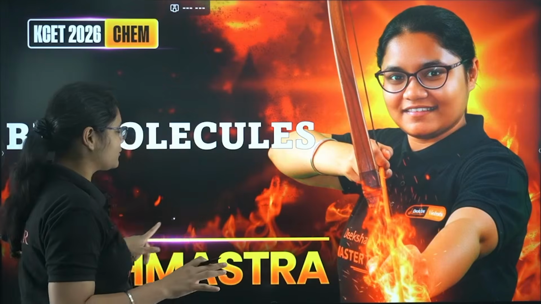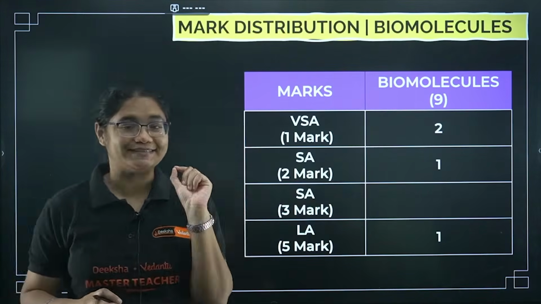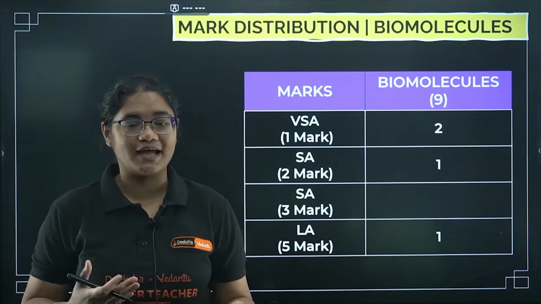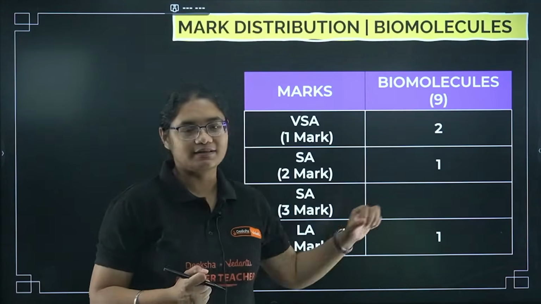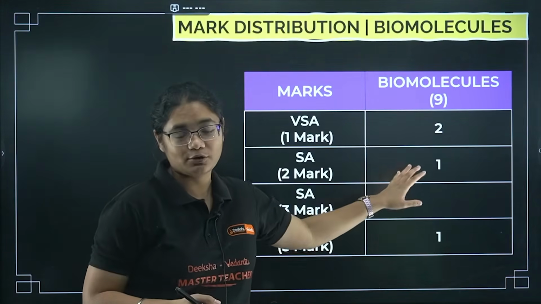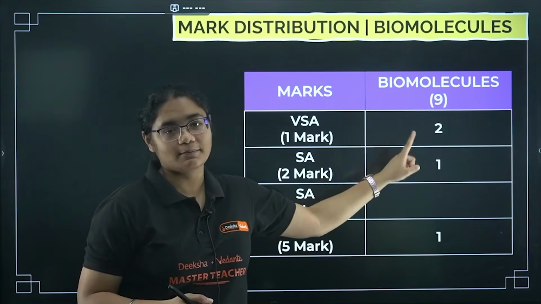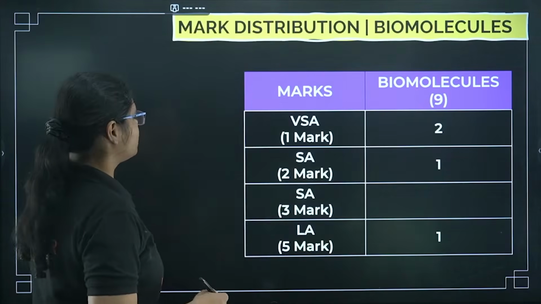So before starting the questions, let us understand the mark distribution. Biomolecules carries 9 marks, so it is much higher weightage than your amines chapter, and this 9 marks is divided in this way. There will be one 5 marker question, one 2 marker question, so 5 plus 2 is 7, and there will be 2 one-marker questions, that is 9 marks. Okay, now let's start with the first question.